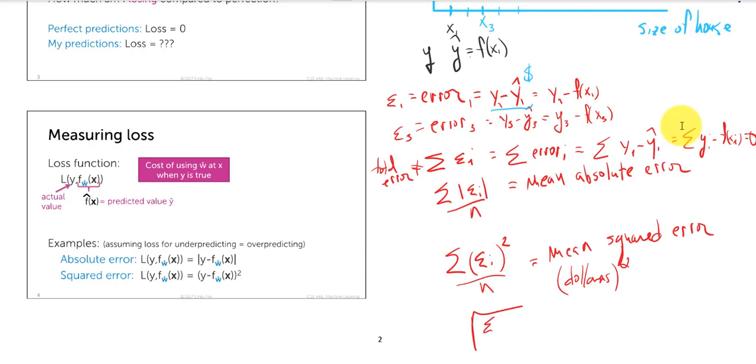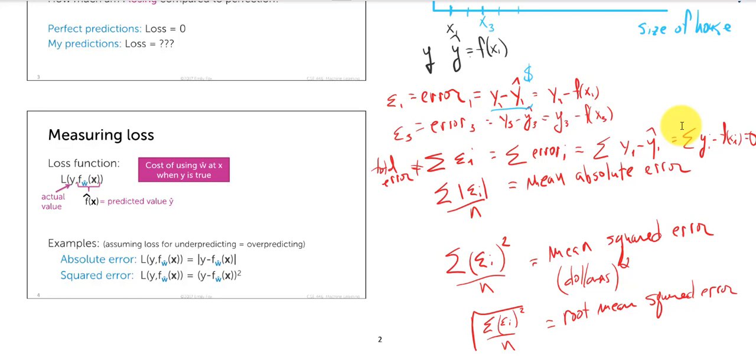So you do this over n and then take the square root. So that must have a different name than this, and that is called the root mean squared error. Okay, and then we don't want to write everything out.